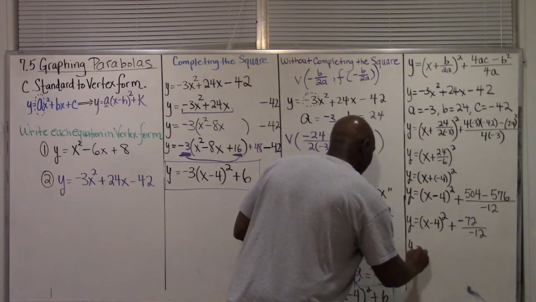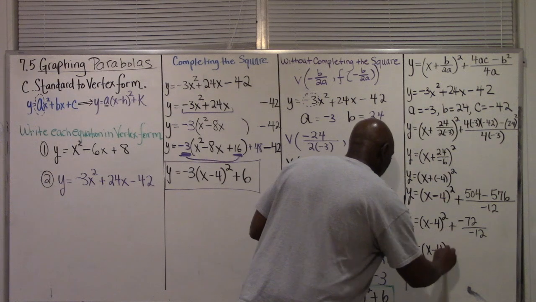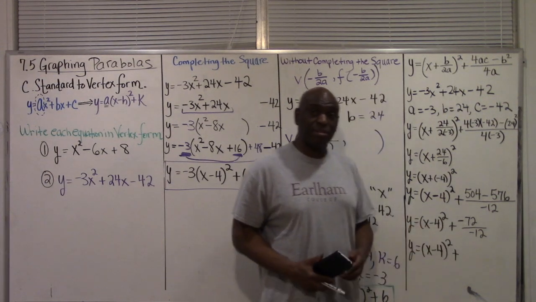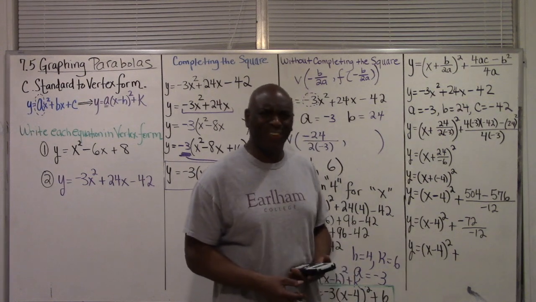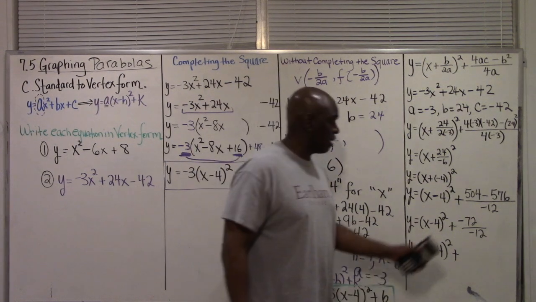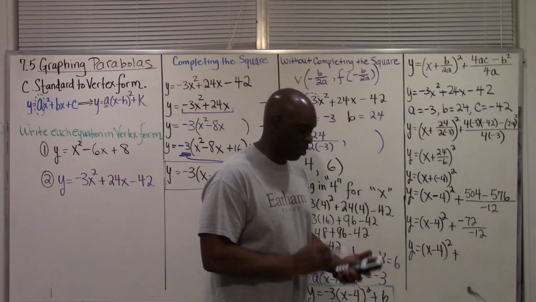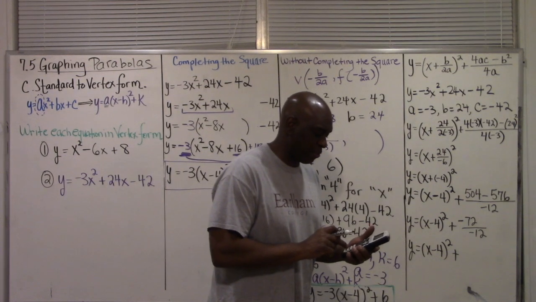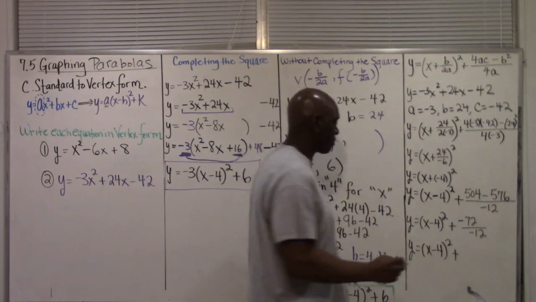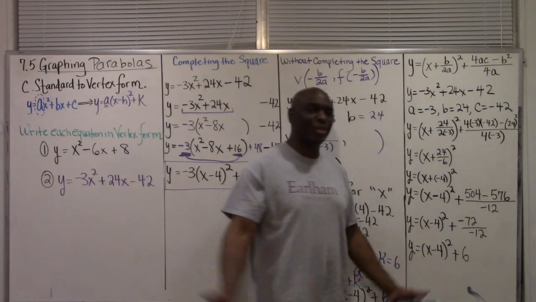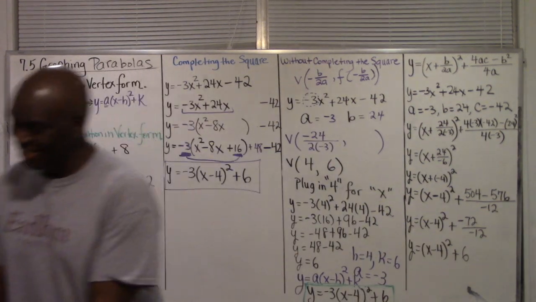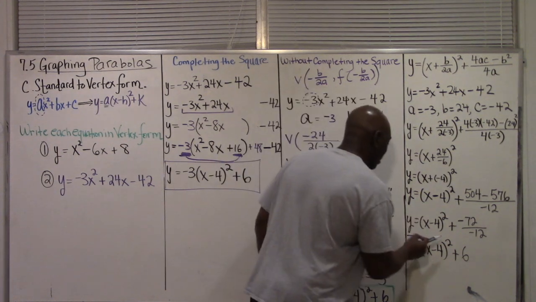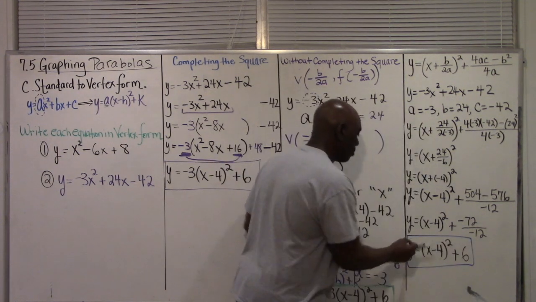12. So y equals x minus 4 quantity squared plus, does anyone know what a negative divided by negative is? You do? Oh, that's wonderful. A negative divided by negative is a positive. So here we go. Negative 72 divided by negative 12 is positive 6, plus 6. Will you look at that? Oh my goodness. This is beautiful.